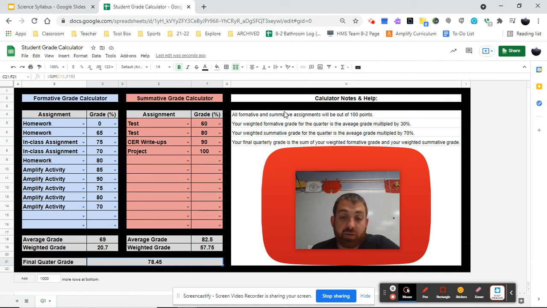Now, when you look in PowerSchool, you're going to see every assignment's out of 100 points. So the percentages, like points, are out of 100. And this calculator hopefully gives us an idea of how you're going to be graded throughout the quarter.